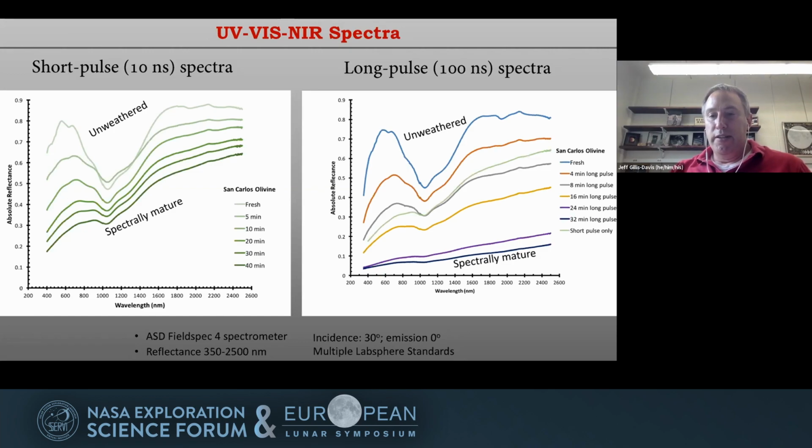And just for comparison, I popped up the green line, the short pulse lasers. You can compare where we are at the maximum amount of laser space weathering with short pulse versus the intermediate amount for long pulse weathering.